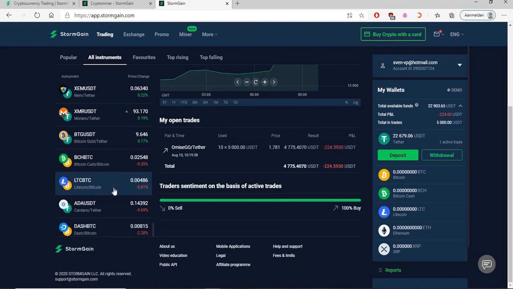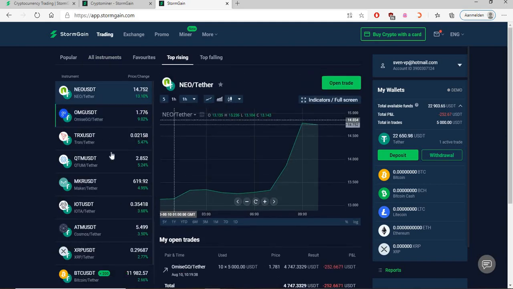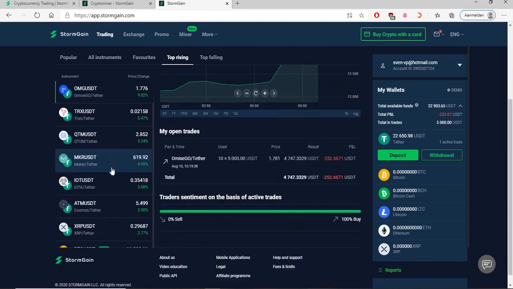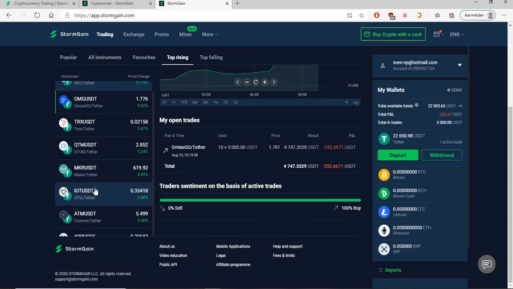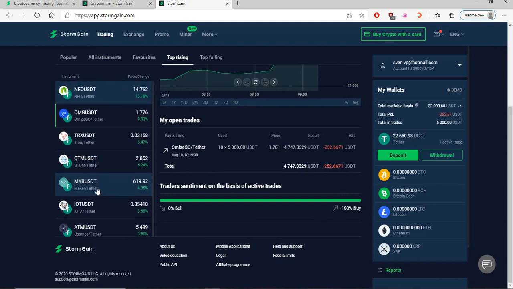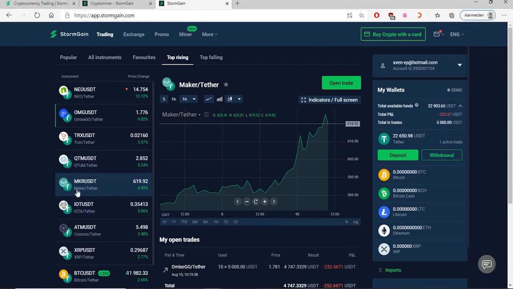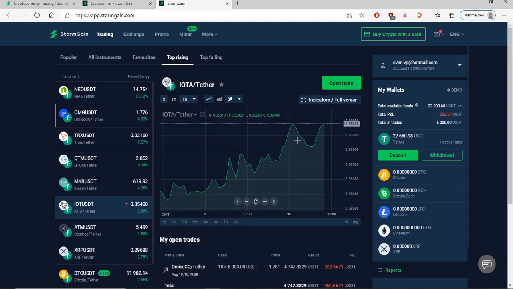I'm going to look from the top rising, then we have a bigger chance we're going to find one that has no currency with Tether, but as you can see they all have to do with Tether, so we're going to stick with that one. Now we don't have any other choice, so we're going to the following one, the Maker Tether, and you can also see this is dropping, this is rising, so this can possibly be a good one to start with.